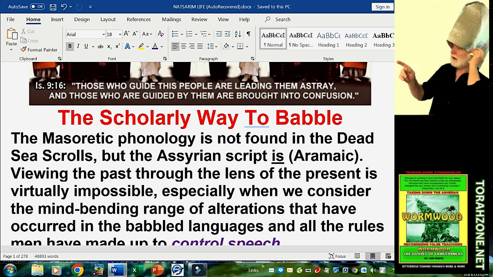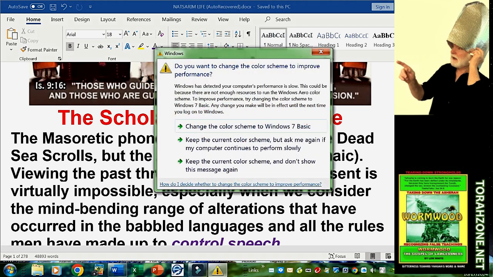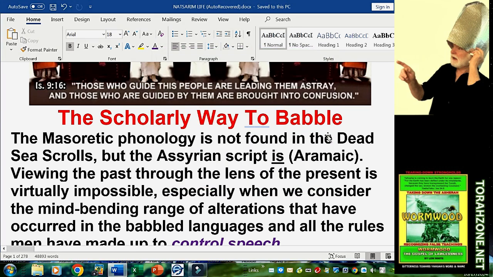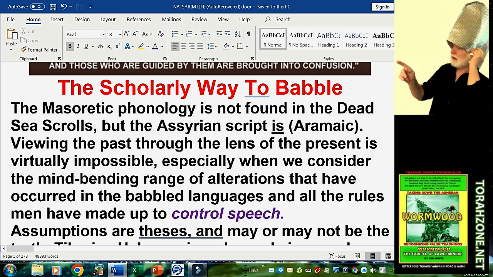Especially when we consider the mind-bending range of alterations that have occurred in the babbled languages and all the rules men have made up to control speech. I hear it all the time. They accuse me and others of not knowing what they're talking about because they don't know anything about Hebrew. Well, yes, we do. I can very easily show you Masoretic phonology using the vowel marks that they invented that were never in existence until the 8th century CE. It isn't in the Dead Sea Scrolls. So what are they talking about?